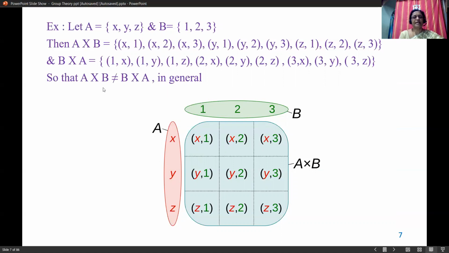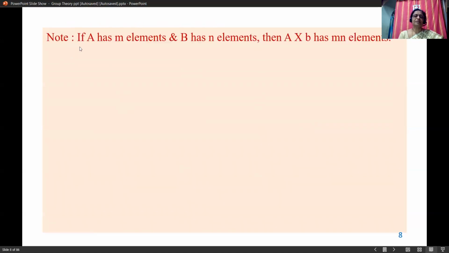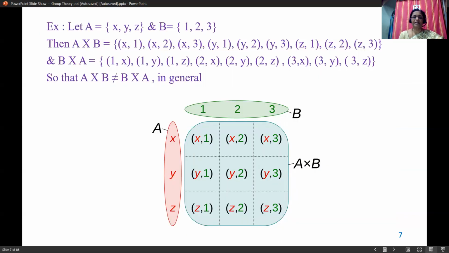But in some cases, if A is equal to B, then A cross B is equal to B cross A. Note, if A has m elements and B has n elements, then A cross B has m into n elements. So just now we got this figure. How many elements are there in A? There are 3 elements. How many elements are there in B? There are 3 elements. So 3 into 3, 9. So there are 9 elements in A cross B. So if A contains m elements and B contains n elements, then A cross B contains m into n elements.